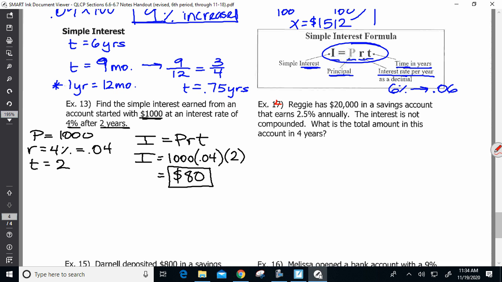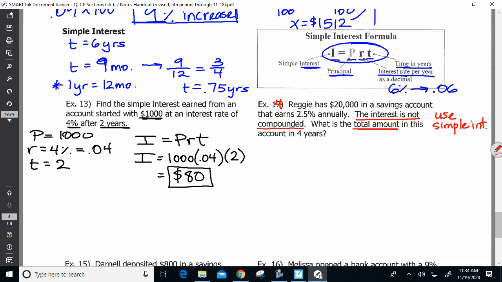Reggie has $20,000 in a savings account that earns 2.5% annually. The interest is not compounded. What is the total amount in this account in 4 years? So the interest is not compounded. It's simply telling you to use simple interest. So there's no reason to get all bent out of shape about that. What is the total amount in this account?